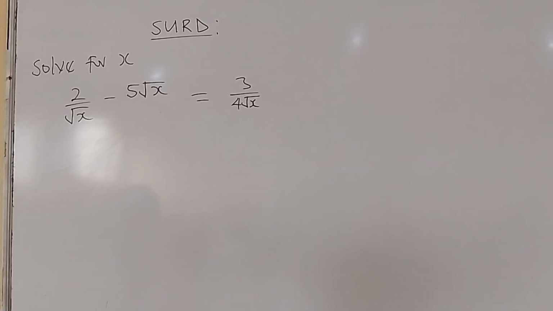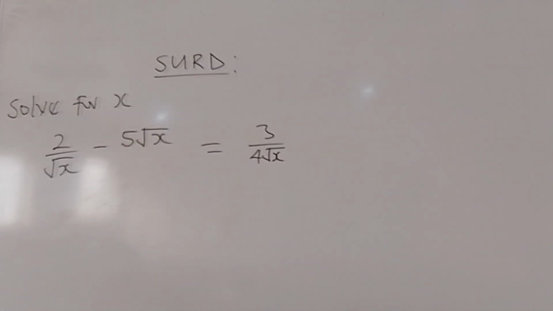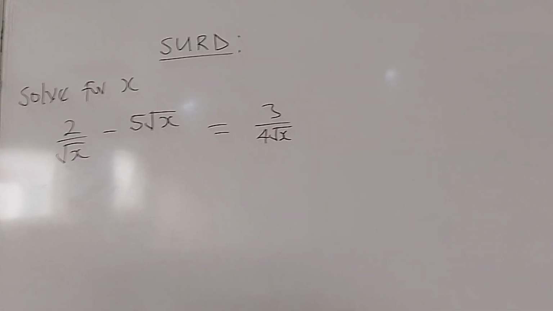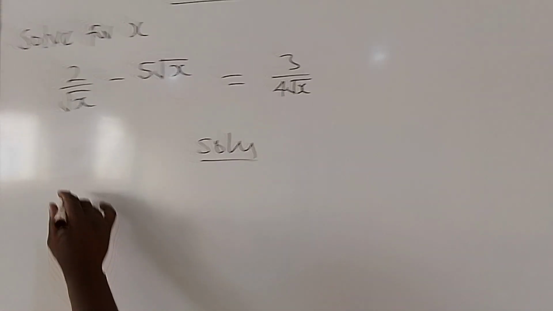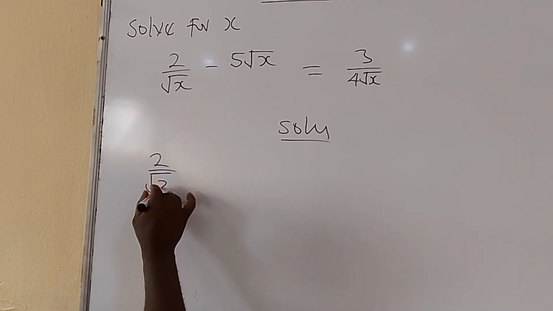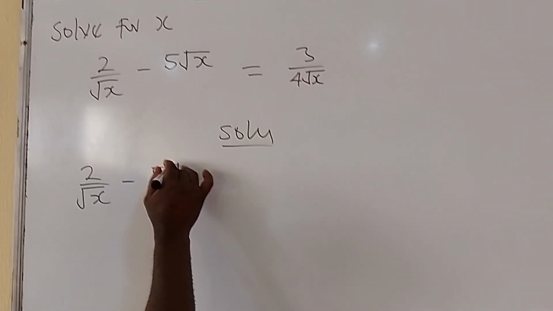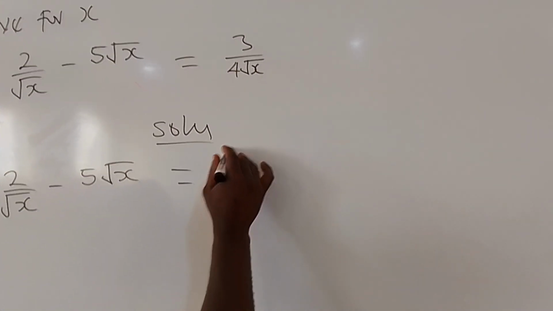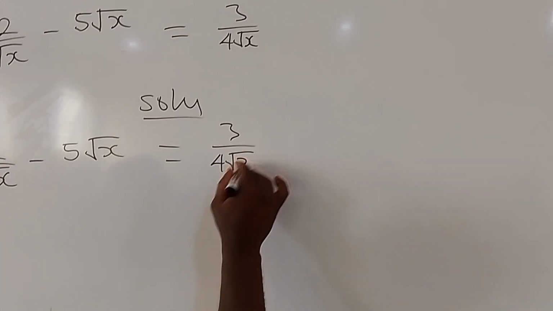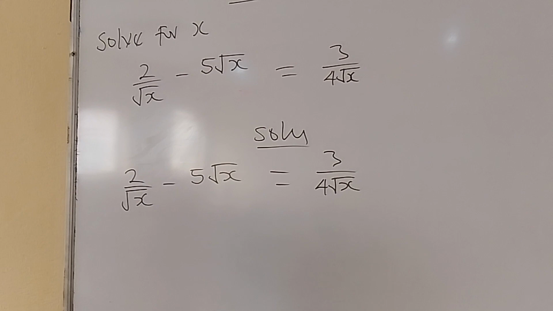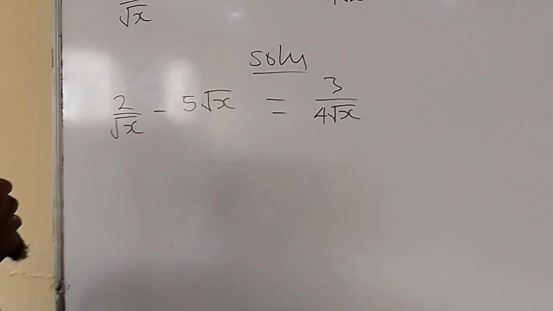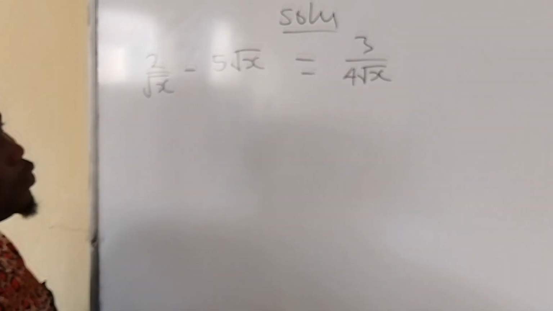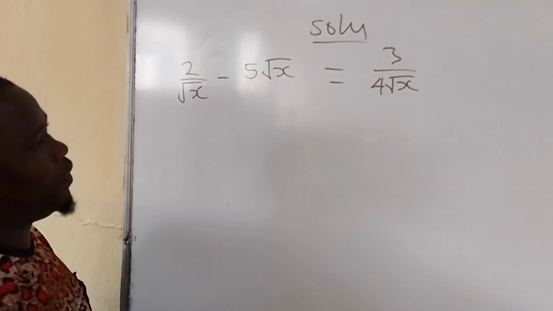It's okay. Let's look at it together. It's simple as ABC. I'm going to teach you how to break it down and how to obtain the value of x. So let's write the solution. Here is 2 over square root of x minus 5 root x equals 3 over 4 root x. Assuming you come across questions of this form, I'm going to open your eyes to solve questions of this form.